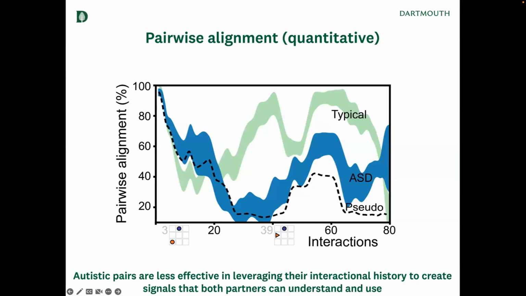So this suggests maybe that autistic individuals struggle to deal with the contextual demands of communication, maybe struggle to coordinate a community of context that they can then leverage in succeeding trials. One final analysis, then I wrap up.